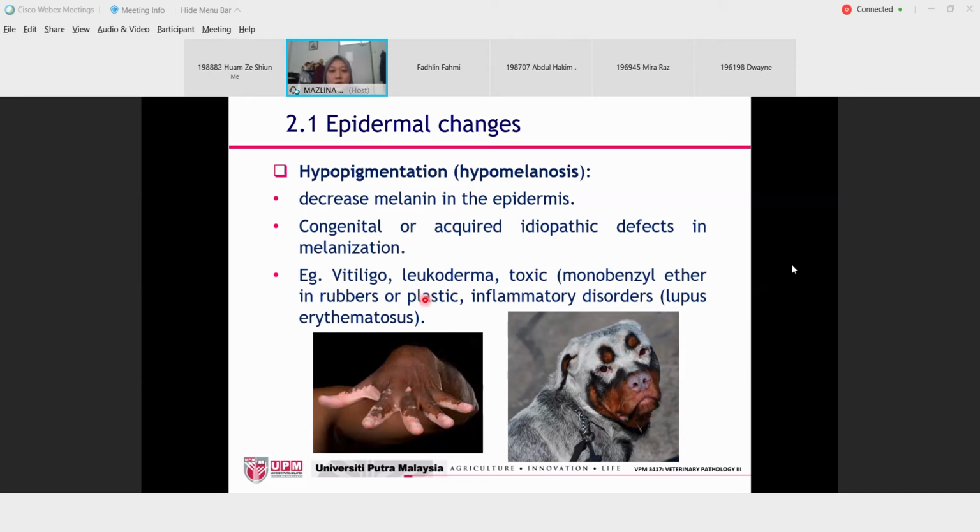Hypopigmentation also can occur in other conditions. For example, toxic exposure to monobenzyl ether in rubbers or plastic, or an inflammatory disorder, for example, lupus erythematosus.